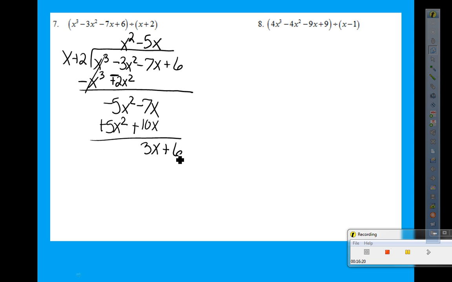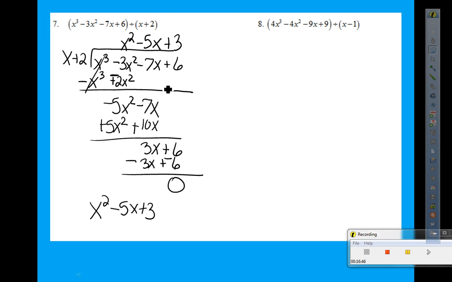Now to bring it home, x times something is 3x. That something is a 3. Now I got to go 3 times x is 3x. 3 times 2 is positive 6. I'm going to change those signs, add them up, and get a 0. So my answer is x squared minus 5x plus 3.